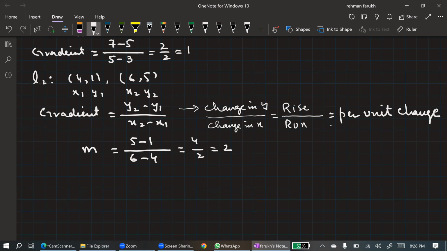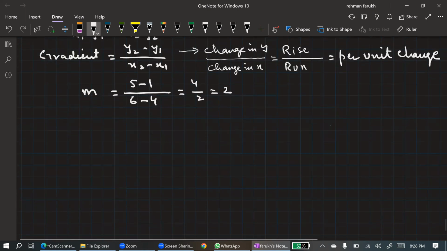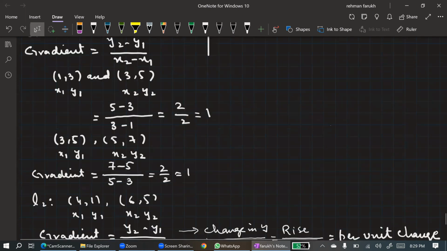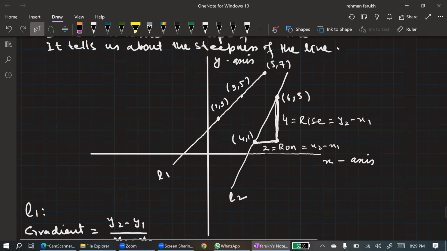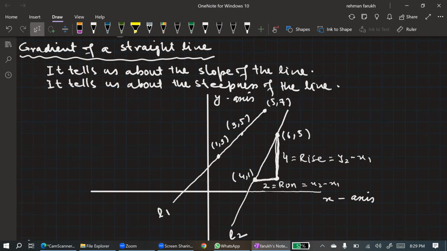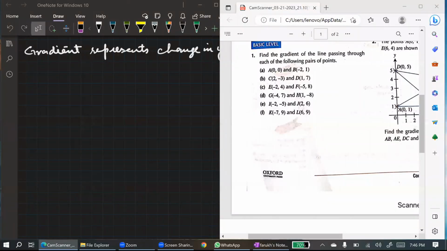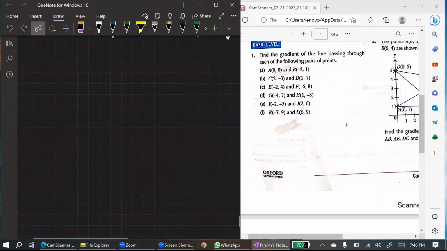Now this is all about the gradient. Now we will attempt some questions from the exercise to elaborate this concept. How can we use the formula of the gradient in word problems? Now we will attempt question number one. Question number one is, find the gradient of the line passing through each of the following pair of points.